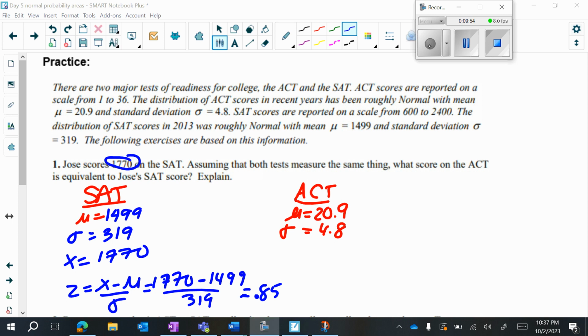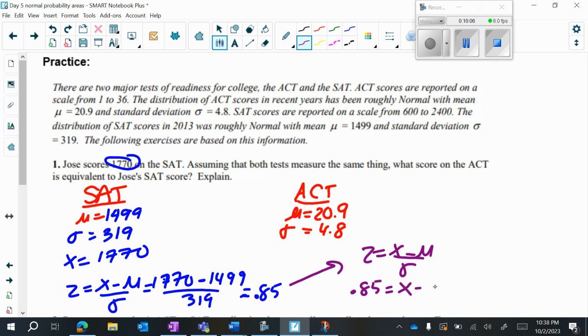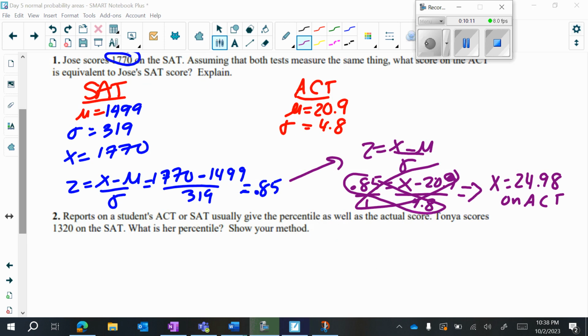So I got 0.85. And then the next thing I'm going to do now is go to my z-score. I'm going to plug in for Z what I got for his SAT score and solve for X to get the equivalent ACT score. So do that now. My answer for Jose's score on the ACT was 24.98 when I cross multiplied and solved.